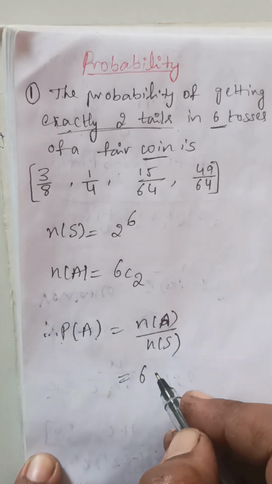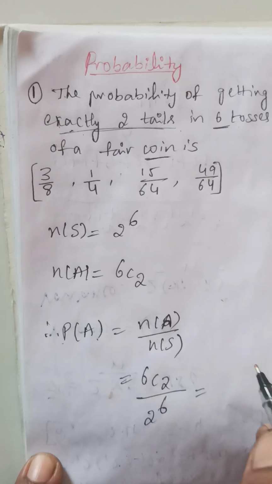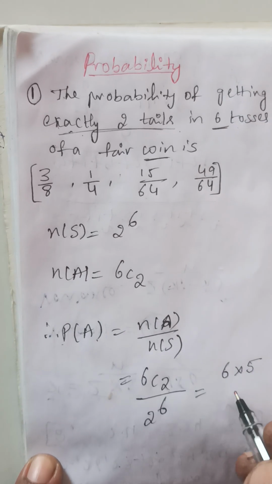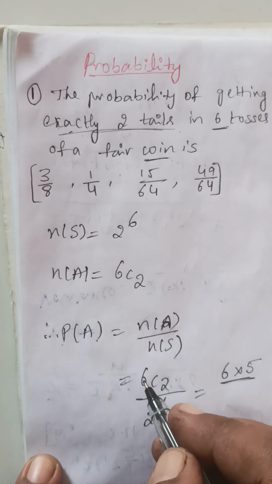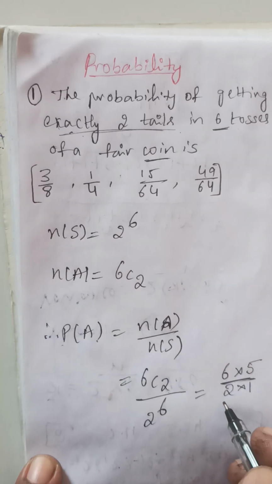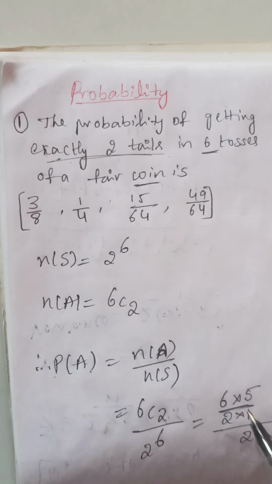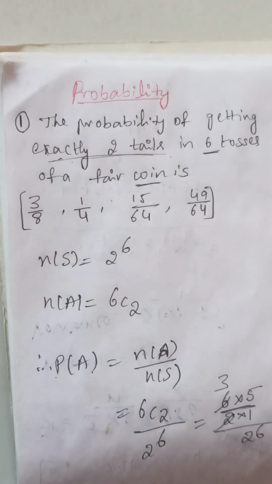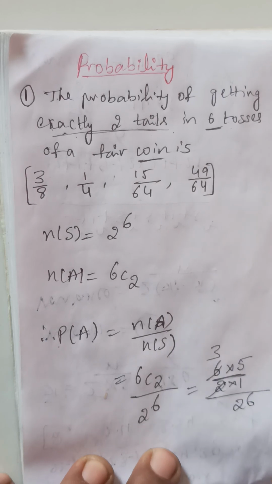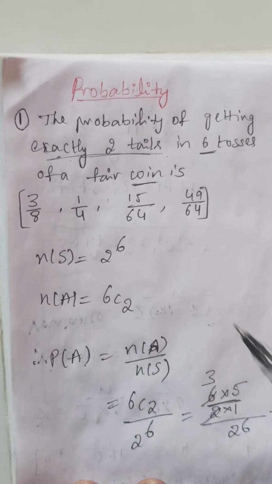N of A is 6C2 and N of S is 2 power 6. 6C2 is 6 into 5, taking only 2 numbers, the product of 2 numbers, 6 into 5, and denominator 2 into 1, and 2 power 6. The 2 and 3 cancel, so 3 into 5, 15. 15 by 2 power 6 is 64. So 15 by 64 is the answer.